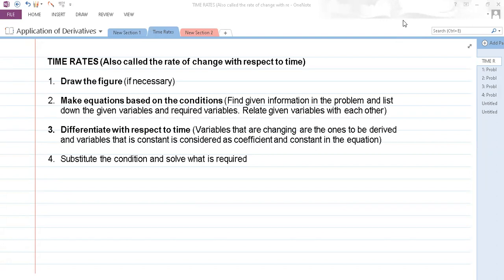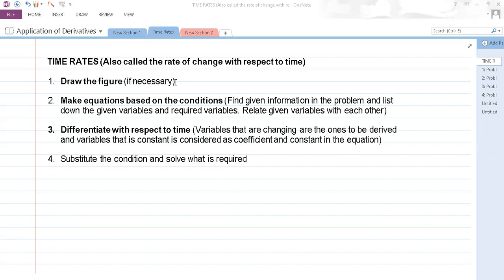Last meeting, we had discussed the application of derivative for maxima and minima. This time, we will be discussing the application of derivative for time rates. Okay, so time rates is also called the rate of change with respect to time.